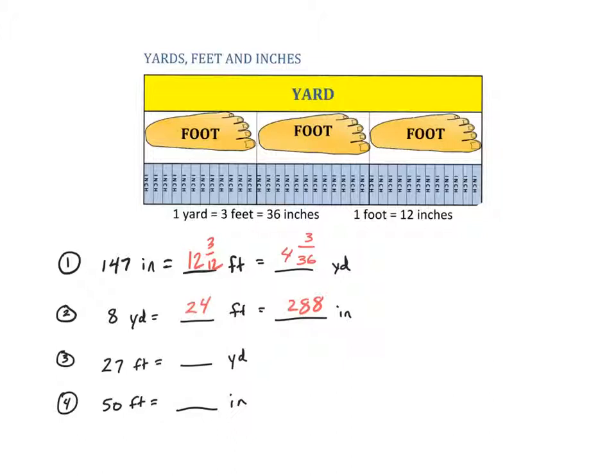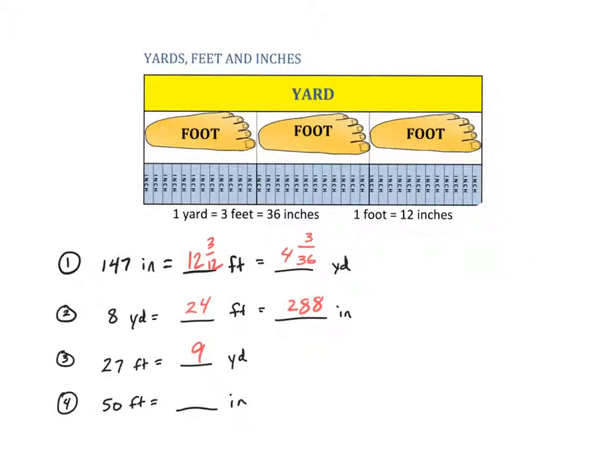Problem 3 says 27 feet is how many yards. So I have 27 of these feet, and I'm trying to figure out how many of these yards I can make from 27 feet. It takes 3 feet to make 1 yard, so I'm going to take my 27 feet and divide them into groups of 3, because I can exchange 3 feet for 1 yard. 27 divided by 3 equals 9 yards.